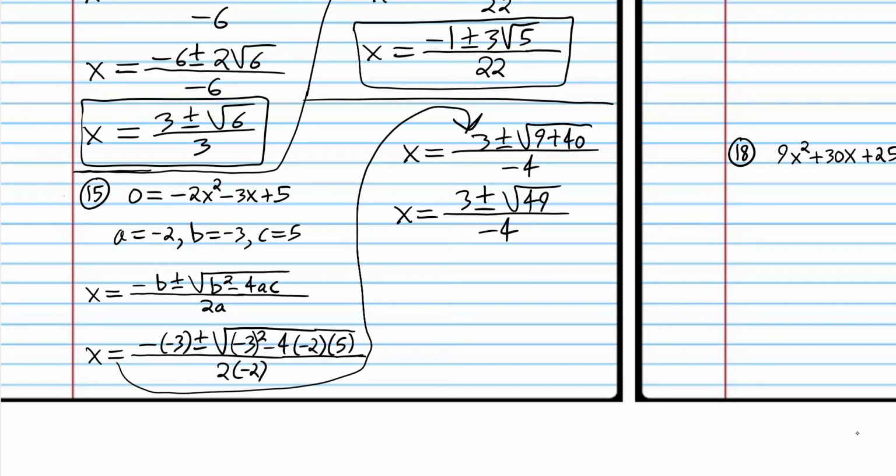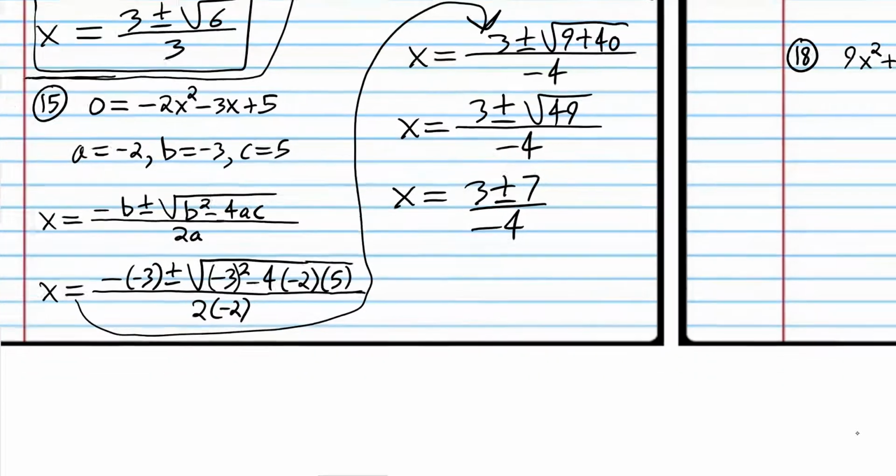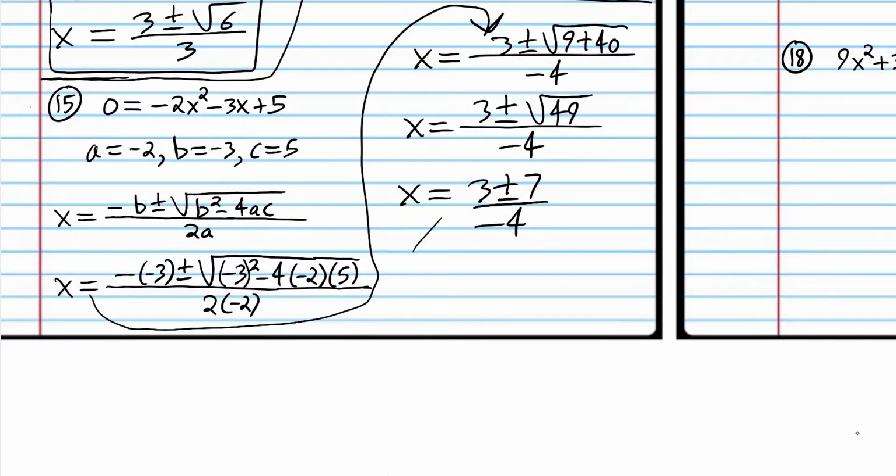49 is a perfect square. So the final answer is just going to be 3 plus or minus square root 49, which is just what number times itself is equal to 49. That's 7. And actually that's not the final answer. The final answer is going to be x can be 3 plus 7 over -4, which is -10/4, which reduces to -5/2.